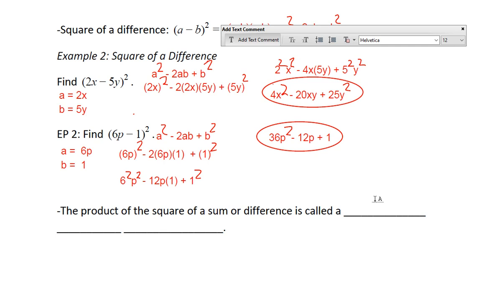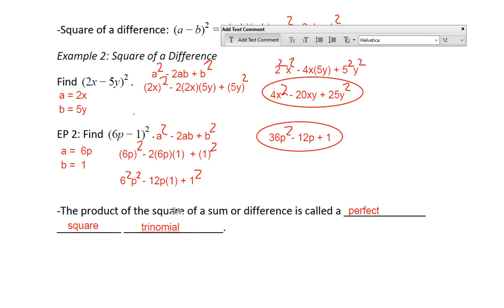Okay, all of these special sums and differences, the products of these sums and differences, so all of these answers, these 3-pieced answers, are called a perfect square because we started with a perfect binomial and squared it. And there are 3 pieces, so it's called a trinomial. Perfect square trinomial.